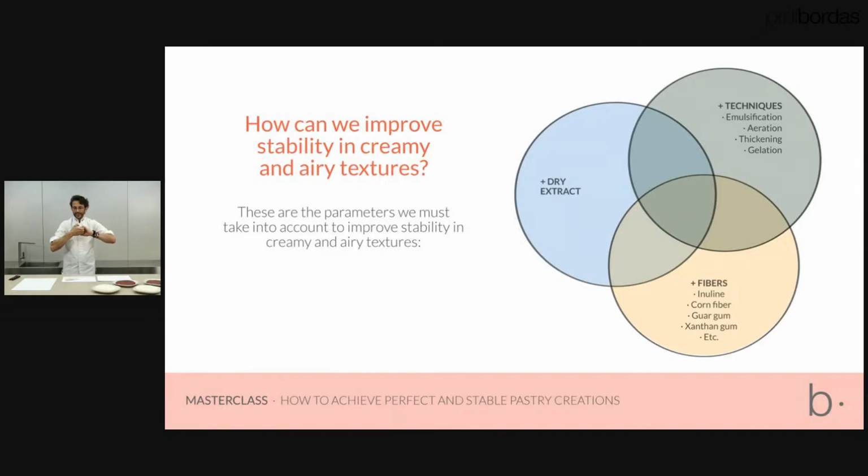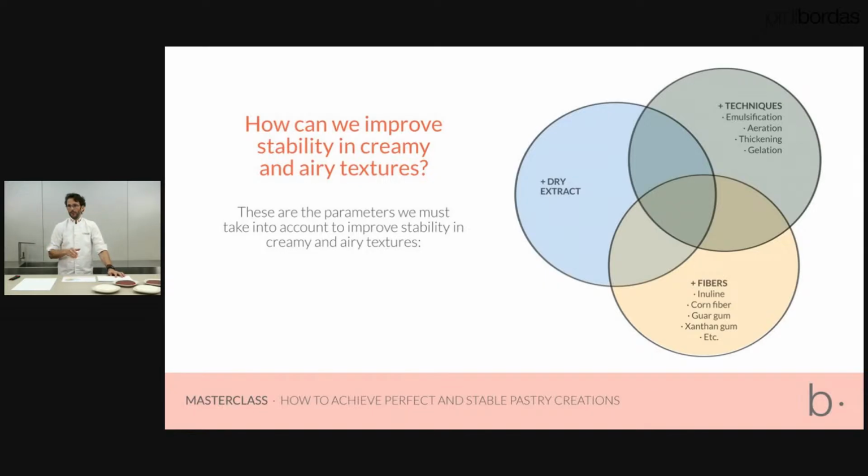These techniques, and the most important, emulsion and thickening, help us to control the water that we have in the recipe and avoid this problem and have, after the freezing and thawing process, a perfect and amazing texture. And then we have fibers, like inulin, corn fiber, guar gum, xanthan gum, any kind of fibers that have high water catchment capacity, that help us to control the grainy texture. This can happen in classic recipes. Grainy texture is for all kinds of recipes.